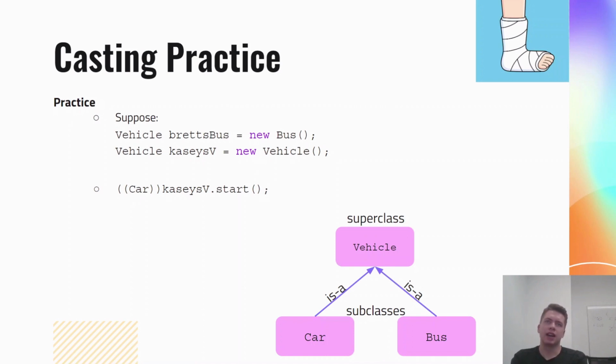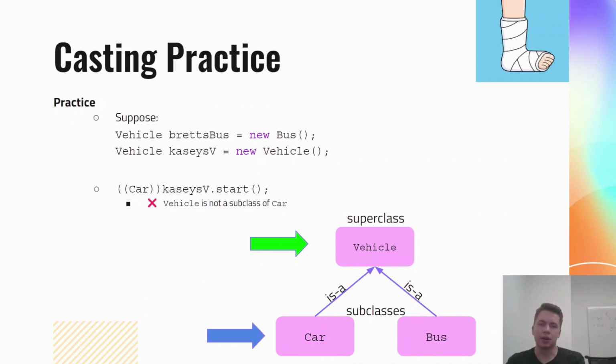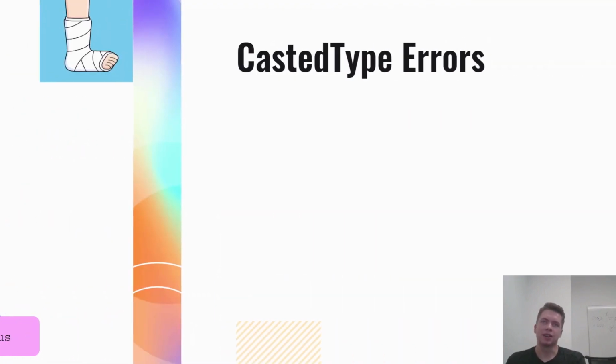So we attempt to cast Casey's V, with actual type Vehicle, to a Car. But this isn't okay, right? Our declared type or casted type must be a parent class or the same class as our actual type. Looking at our inheritance diagram, if our actual type is Vehicle, we cannot cast to anything below Vehicle in our inheritance diagram, which in this case we're trying to do with Car, so we'll get an error here.